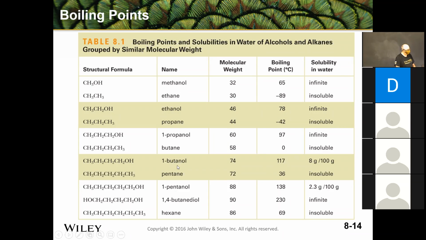But as the size of the carbon chain gets larger, solubility goes down. So 1-butanol is no longer infinitely soluble, but instead it's about 8% soluble in water. And 1-pentanol, the solubility drops even further, 2.3 grams per 100 grams of water.